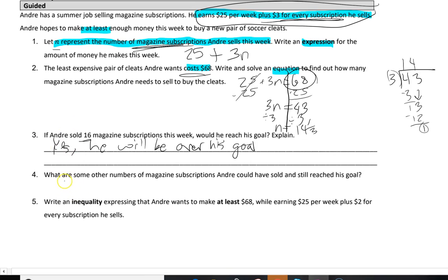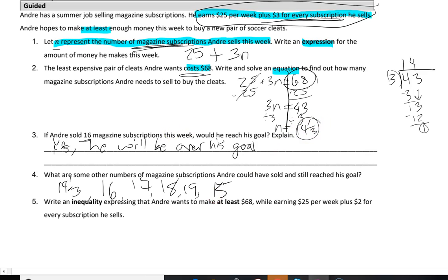We know 14 1/3 is the exact number he would need. We know 16 works. If 16 works, then 17 probably also works. 18 works, 19, etc. What about, we skipped 15. 15 also works. Again, it's higher than the number we said he needed.